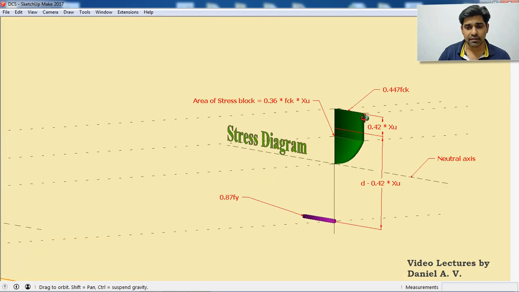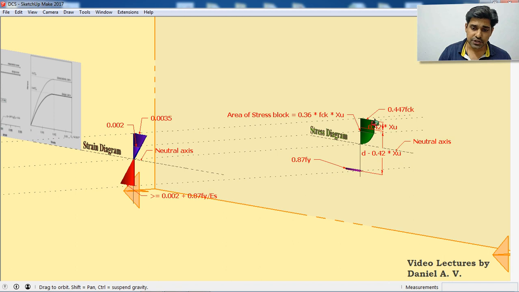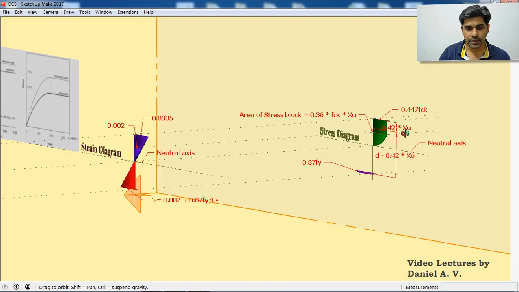So I will be having a rectangular variation, or it will be a straight line from this fiber to the fiber which is having a strain of 0.002. That's why we are getting a rectangle in this portion. And then it goes to 0. And the variation is parabolic in our stress strain diagram. So that's why we are having a parabolic curve in this portion.